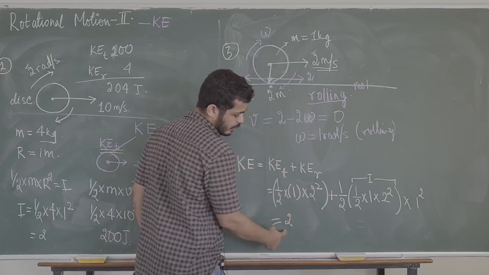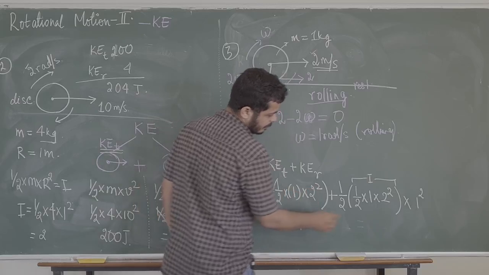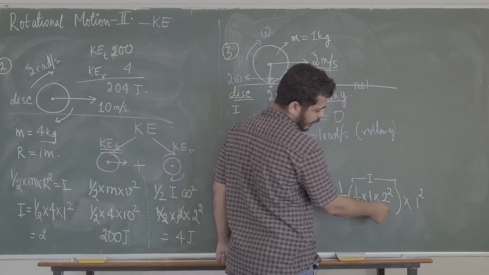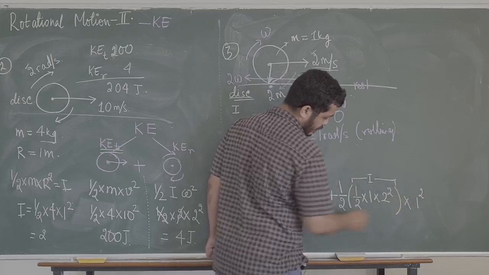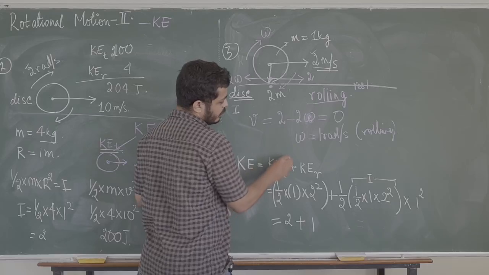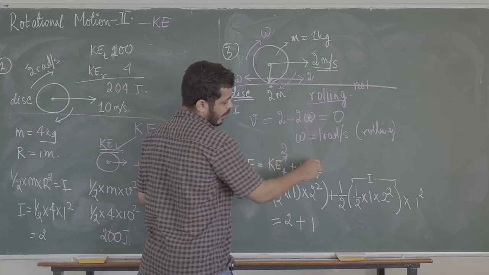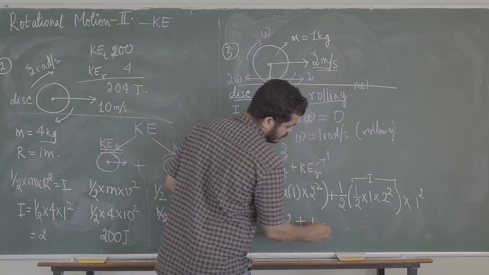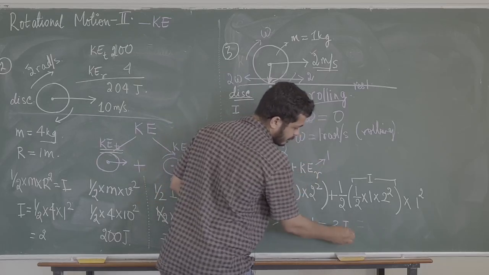Kinetic energy of translation is 2 joules, plus what about here? 1 by 2 into 1 by 2, that is 1 by 4, into 2 squared. The 4 will all cut, and you will just get 1. So in this case, the kinetic energy of translation is 2 joules. The kinetic energy of rotation is 1 joule. So you will get 2 plus 1, which is equal to 3 joules.